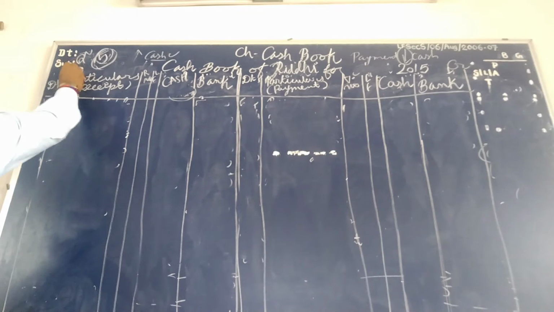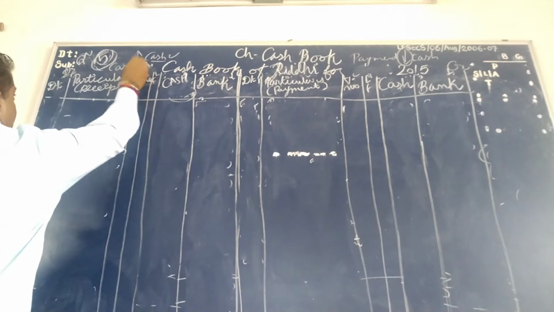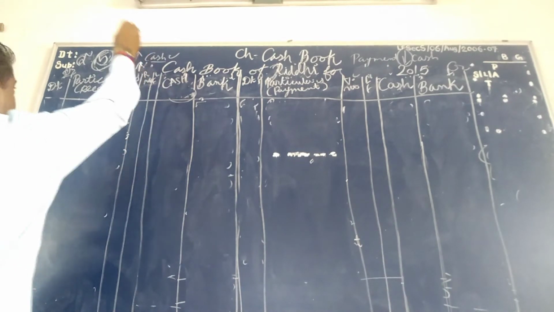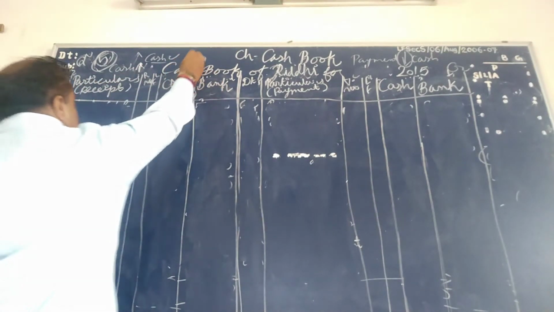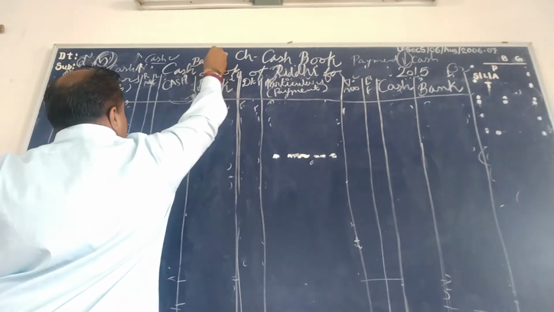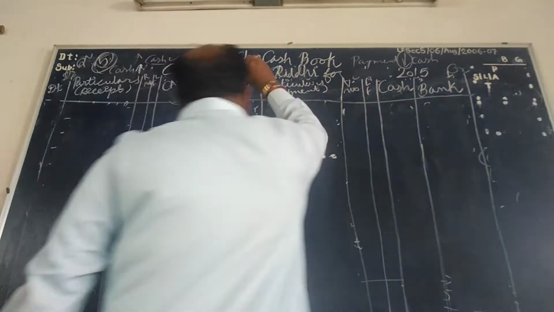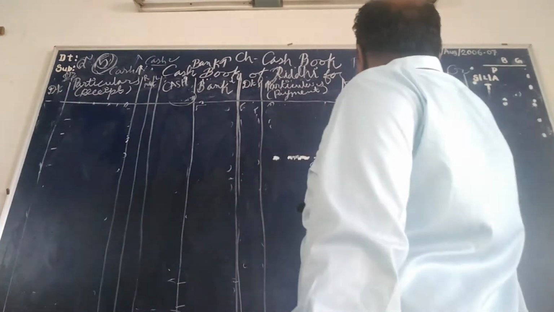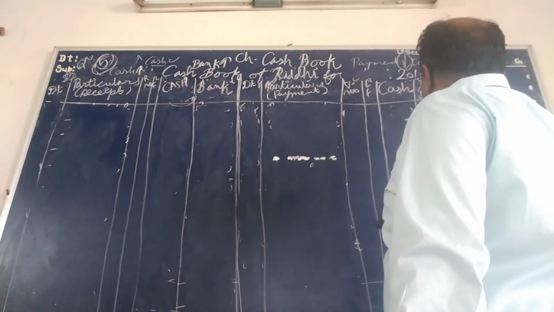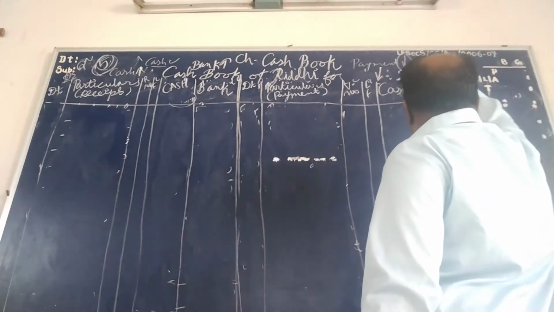On the debit side we write the receipts, what we received in the form of cash. If cash increases we will debit here, and simultaneously we write in the bank column also. If the bank balance increases we will debit here. Then the payment side: date, particulars, payment, voucher number, ledger folio number, cash and bank column. If the cash decreases, we write on the payment side. If the bank balance decreases, we write on the credit side.